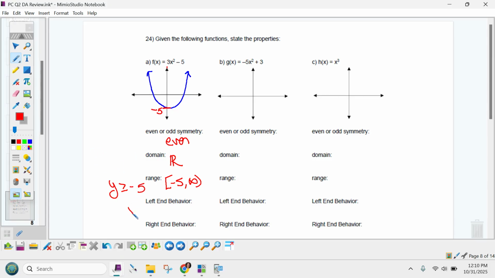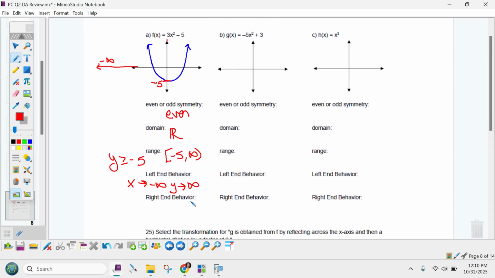Left end behavior, x goes to negative infinity, y goes to. So as x goes out to the left, the y is going up to infinity. Right end behavior, x goes to positive infinity. So as the graph goes out to the right, the y goes up to y approaches infinity.